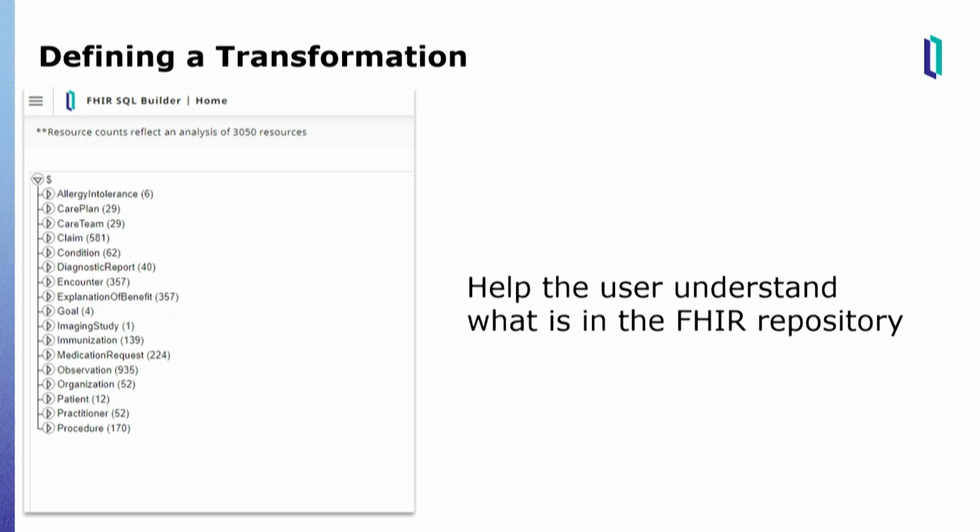So when I define a transformation, what you'll see on the left side is the list of all the resources I currently have in my FHIR repository. You see the number near each one of those? This is the number of instances per resource that I have in the current repository I'm looking at. So I have, for example, 29 care plans. I have 29 instances of a care plan resource in my repository.